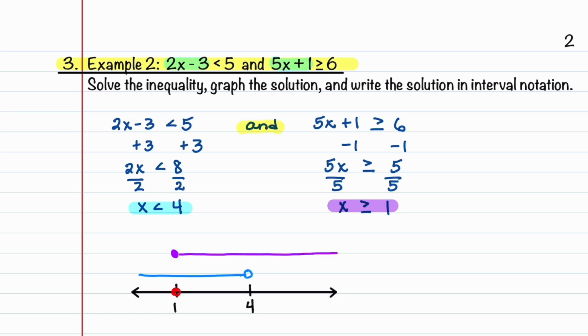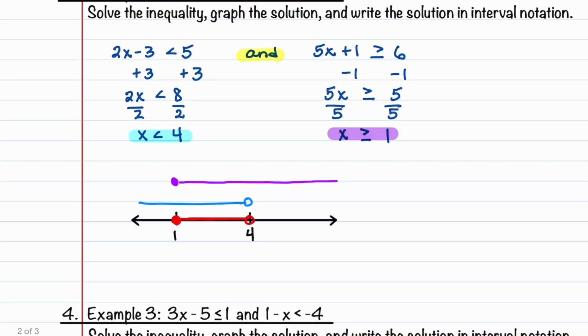1 is included, so we're going to put a closed circle there. 4 is not included, so we'll put an open circle there. And then our solution is all the numbers between 1 and 4. We can write this using interval notation, and we write this as a square bracket at 1 because 1 is included, and then we put a parenthesis at 4 because 4 is not included.